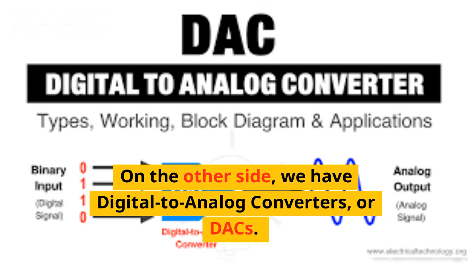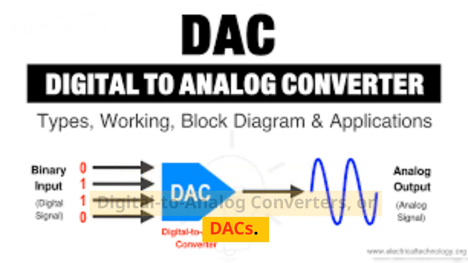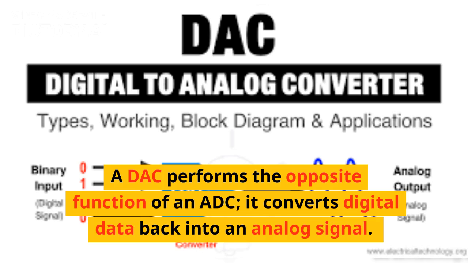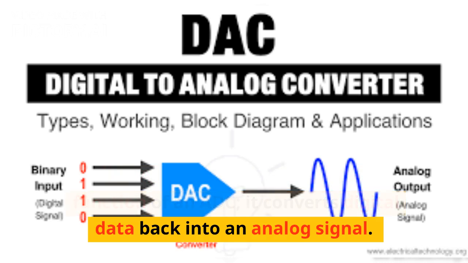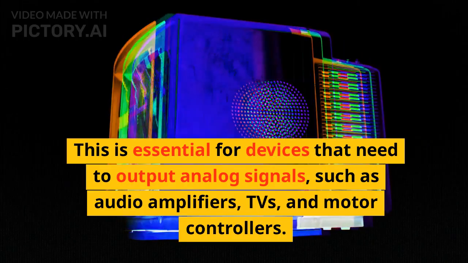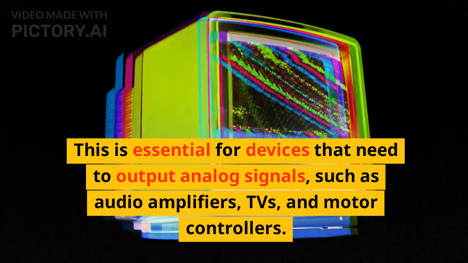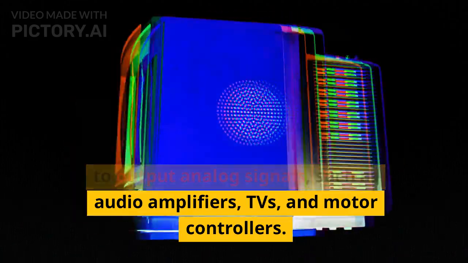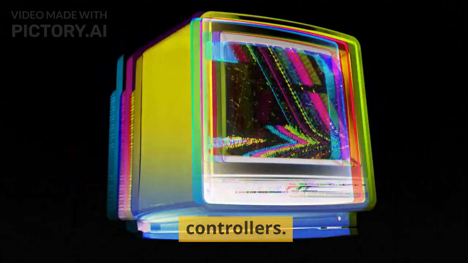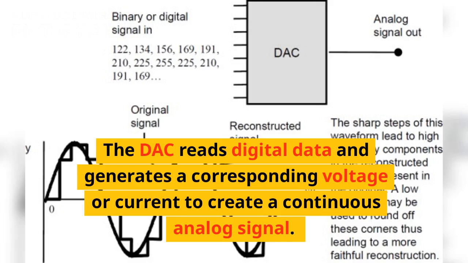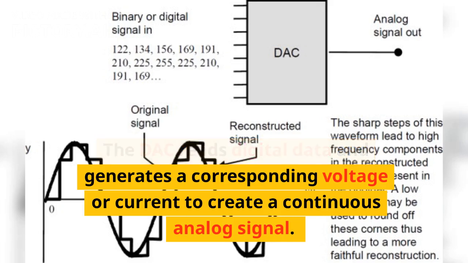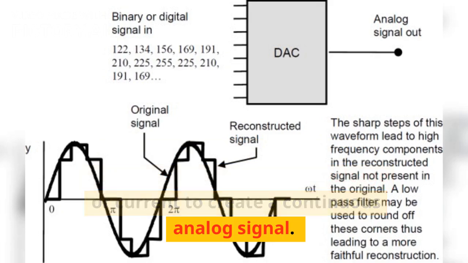On the other side, we have digital to analog converters, or DACs. A DAC performs the opposite function of an ADC. It converts digital data back into an analog signal. This is essential for devices that need to output analog signals, such as audio amplifiers, TVs, and motor controllers. The DAC reads digital data and generates a corresponding voltage or current to create a continuous analog signal. The fidelity of this analog signal is influenced by the resolution and the speed of the DAC.